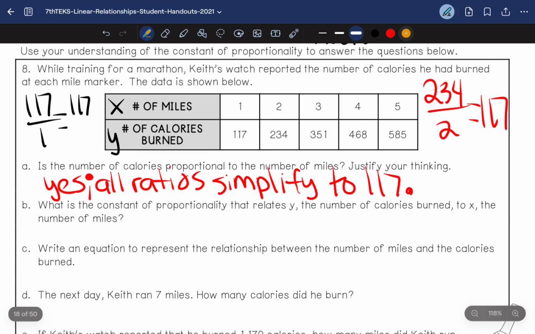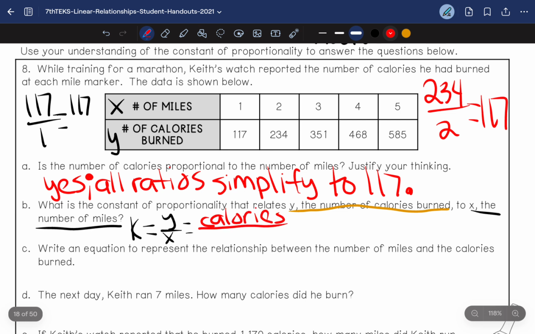Okay, part B. It says, what is the constant of proportionality that relates y, the number of calories burned, to x, the number of miles? So k equals y over x, which equals, notice I underline stuff, so the y represents calories, and then x represents miles. So it's calories per mile. And again, we know that it is 117 over 1, which equals 117.